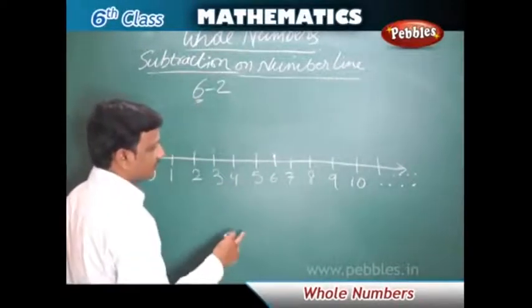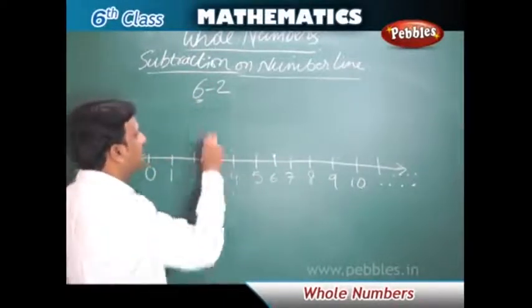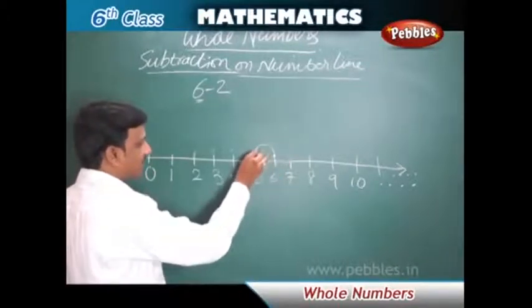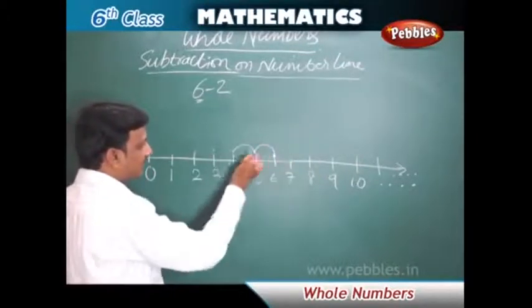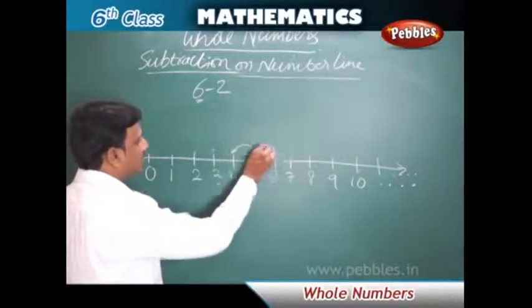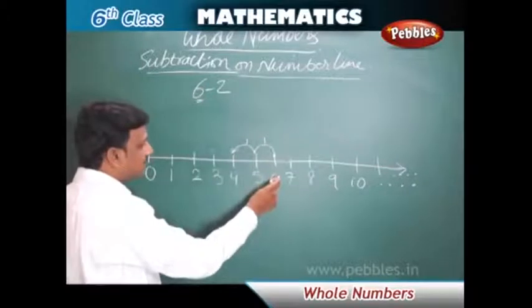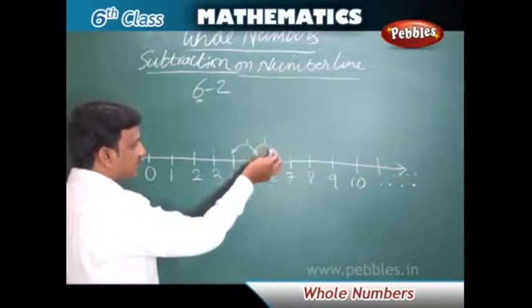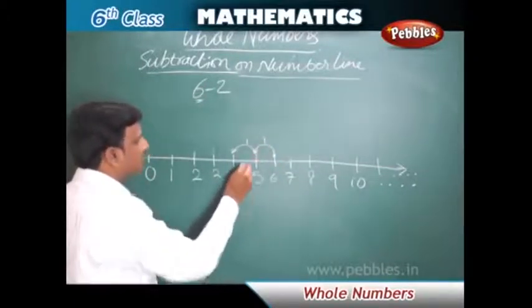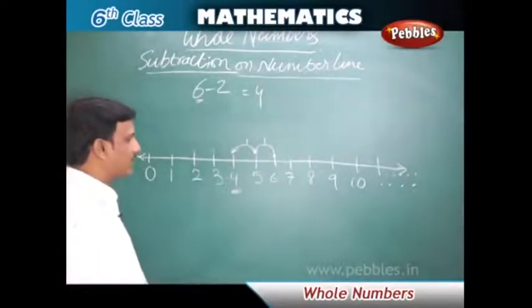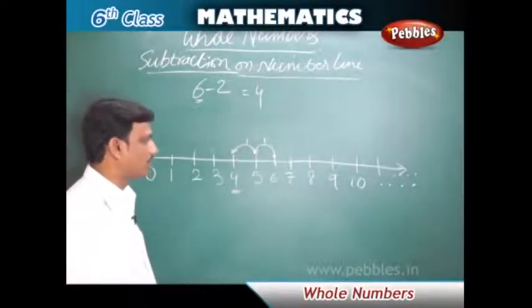In which direction? To right or to left? As this is a subtraction, we have to move to the left side. If it is addition, right side. Subtraction, left side. How many positions? 2, because it is 6 minus 2. From 6 towards the left, 2 positions. So we reached 4. So 6 minus 2 is 4. In this way, we can subtract whole numbers on a number line.